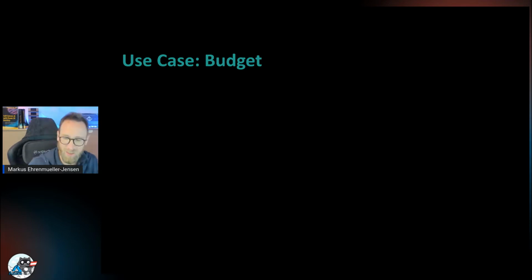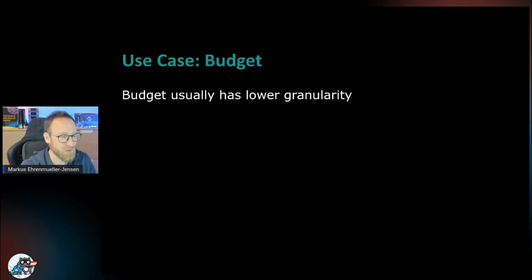As a use case here, I brought budgeting. If you think about budgeting, usually the budget has a lower granularity than the actual data. Your actual data is like on timestamp level. Every time you have a beep in the supermarket, this is a transaction in our table. Of course, we will not come up with a budget for every second. We might not even have a budget for every day. Maybe we budget for the whole month.